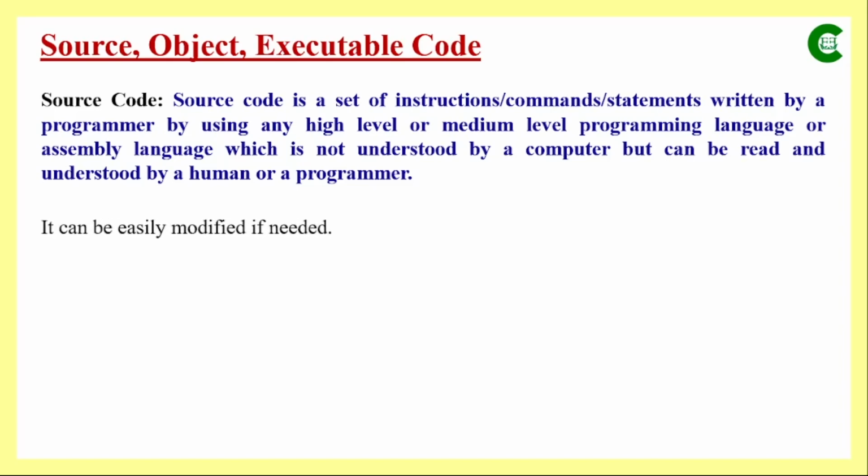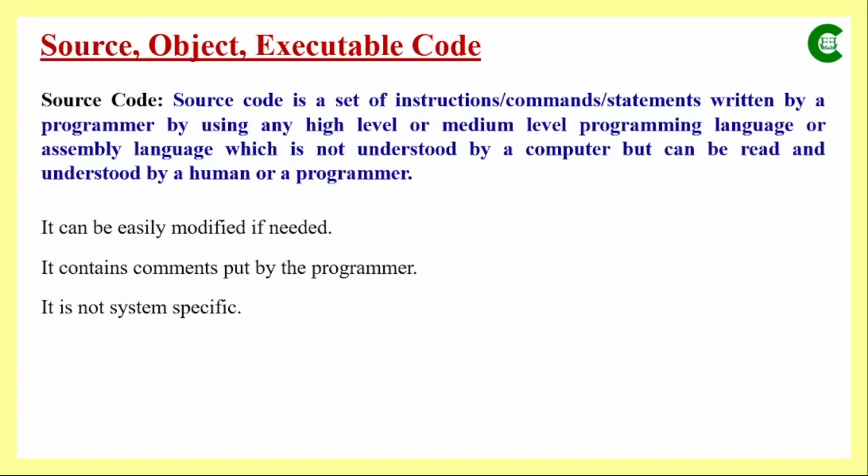Source code can be easily modified by us, means by a programmer or coder or developer, if needed. And we have also seen in our earlier classes that in a program that we write, we describe every possible part or logic of the program for better understanding. So in a source code we have comments that are put by the programmer.